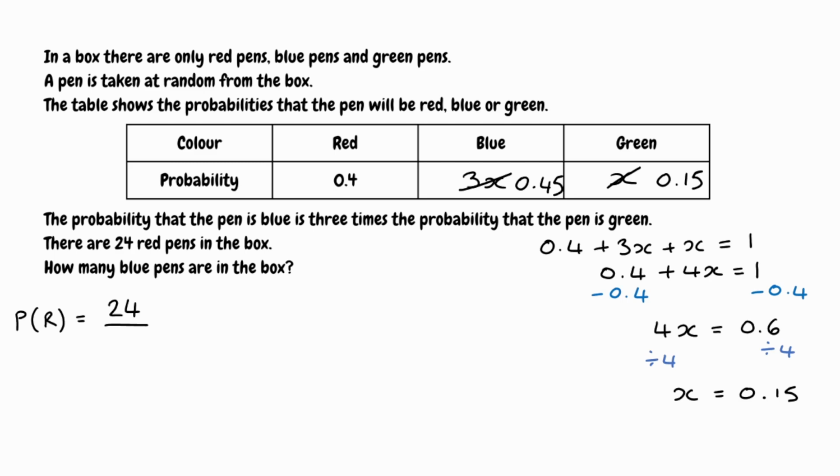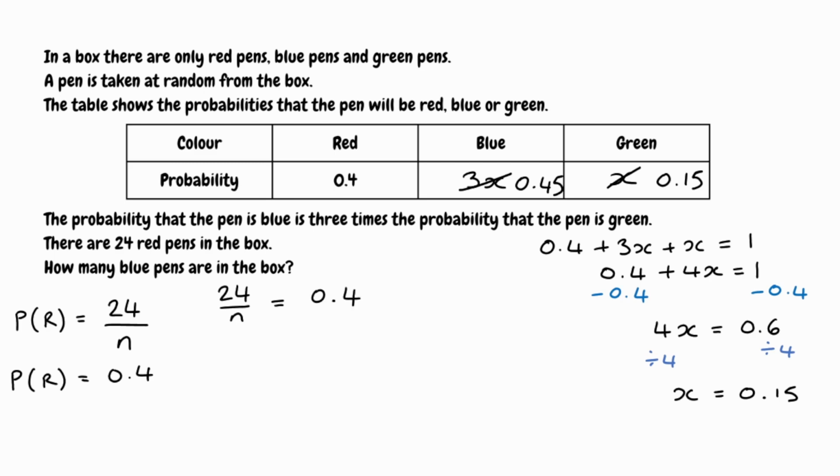Well, the total we don't yet know, so I'm just going to put n. So we know that the probability of picking a red pen is 24 over the total, over n. But we're also told in the question that the probability of red from the probability table is 0.4. So if the probability of red is 24 over n, and the probability of red is also 0.4, that must mean that these two things are equal. So 24 over n is equal to 0.4.